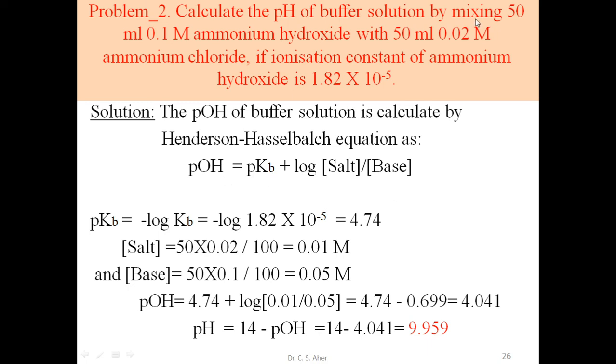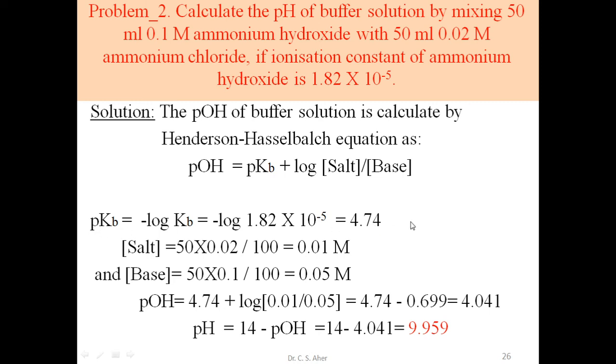So for this basic buffer, we have to know the pKb. What is given? The base ionization constant Kb of ammonium hydroxide is given, that is 1.82 times 10 raised to minus 5. So pKb is equal to minus log of Kb. The Kb value is given, similar to the previous equation. This value comes out to be 4.74. That is the value of pKb.